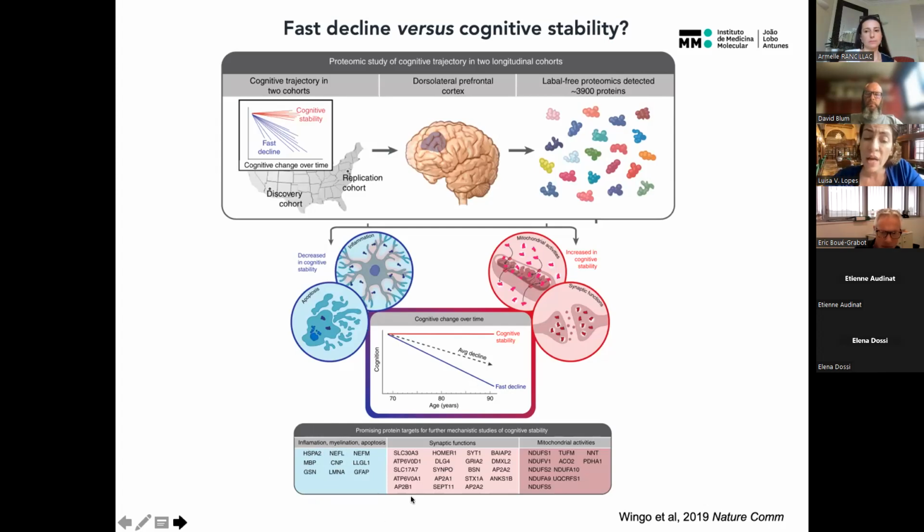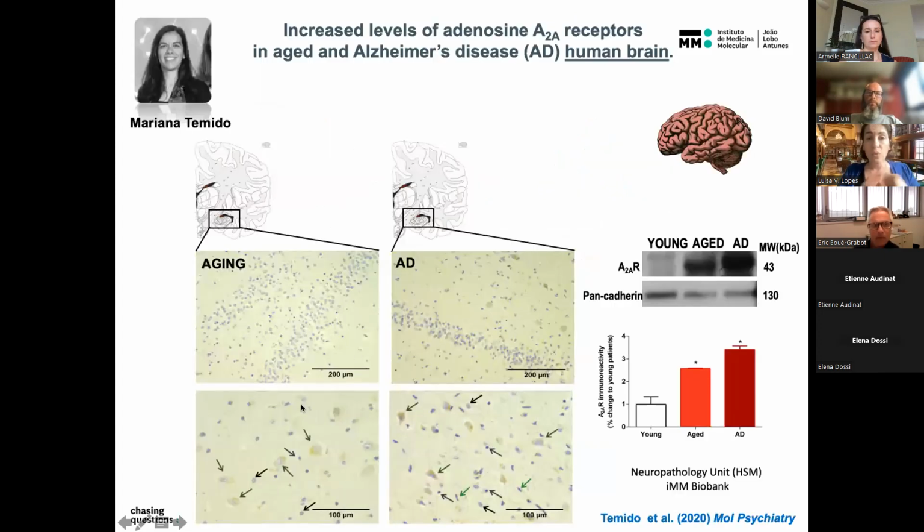And so somehow the integrity of glutamatergic synapses is linked to more stability, or cognitive stability, over time. We also did some work on human brain, and we found that in human cortex you really have more A2A receptors here in brown, and you can see more A2A receptors either in aged brain and also in Alzheimer's disease brain. If you look at the protein, you can see here a young subject.